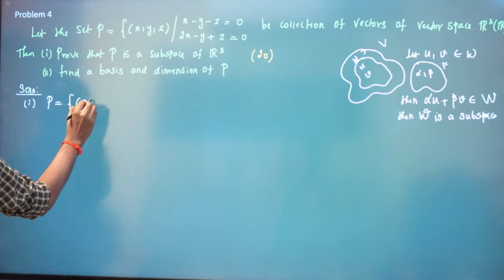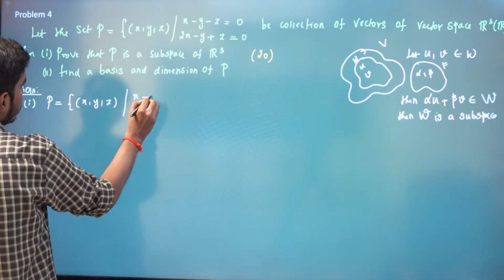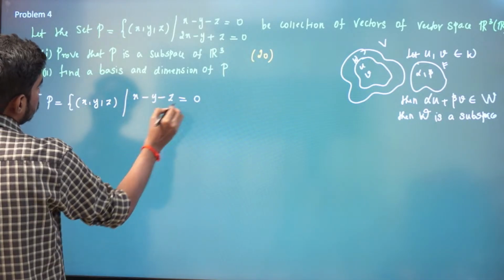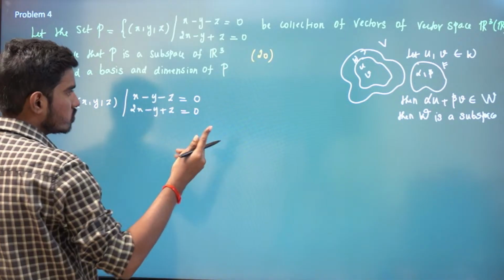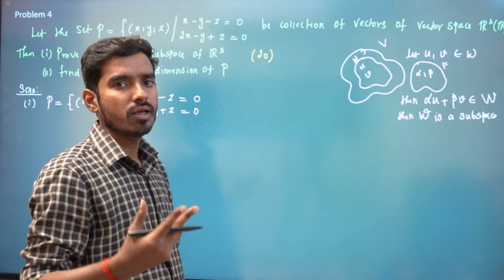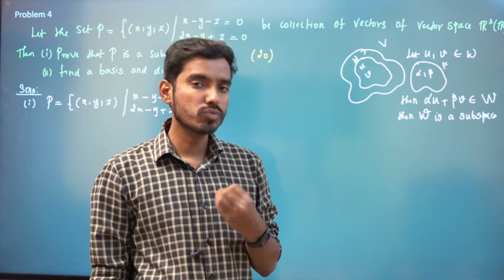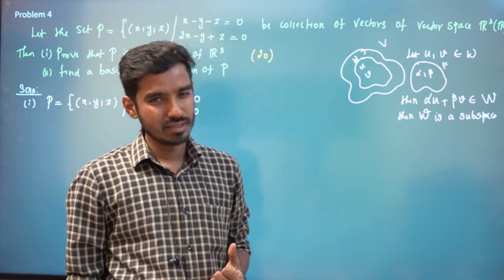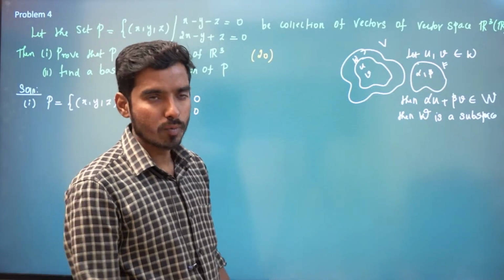So P consists of all those x, y, z such that x minus y minus z is equal to 0 and 2x minus y plus z is equal to 0. You can do this in two ways. One is to show that the solution space of a homogeneous system is a subspace. You can prove that, or you can prove it by definition.